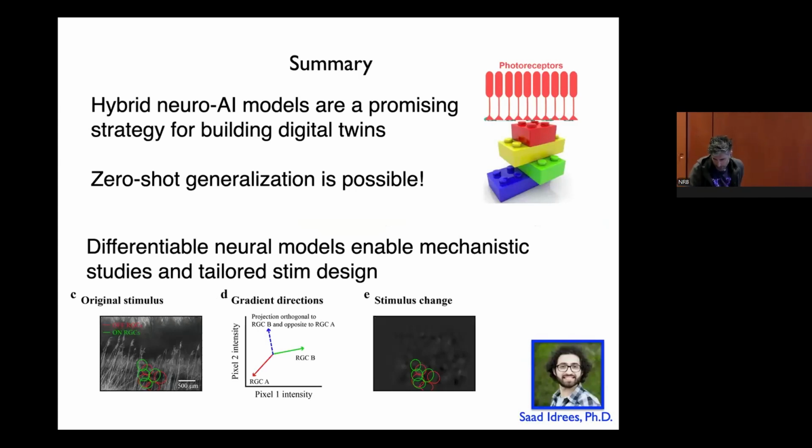So I'll wrap up here and mention that we can use this kind of hybrid approach to make models of neural circuits in the retina. It is possible to do zero-shot generalization, and the fact that the models are mathematically differentiable means we can use them to do this designer stimulus game.